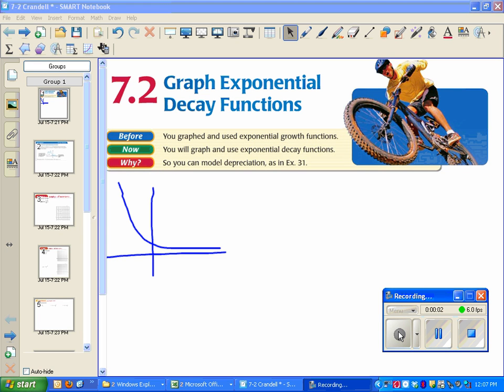Okay, we're going to discuss graphing exponential decay functions. An example of a decay function would be when you take antibiotics, the bacteria go away basically because the antibiotics are fighting the bacteria. So that's an example of a decay function.